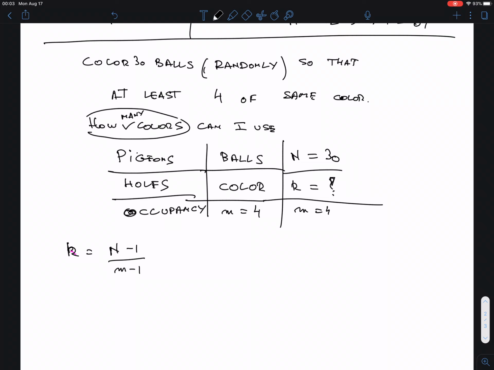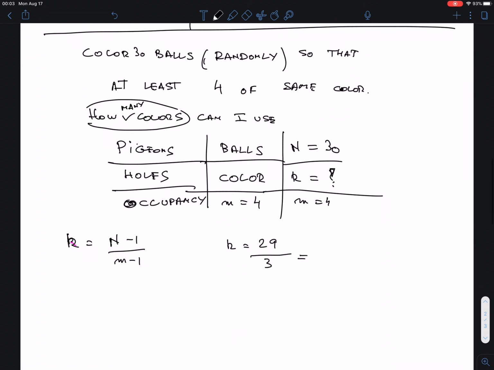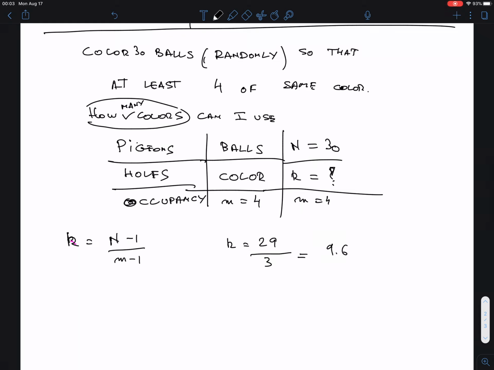So we would calculate this number. k would be 30 minus 1, that's 29, divided by 4 minus 1, that is 3. 29 divided by 3 is 9.66. So if I use 9.66 colors, I'm guaranteed, for my 30 balls, to have 4 of the same color. How do you do a fractional number of colors, right?